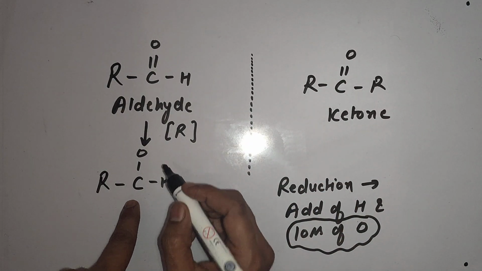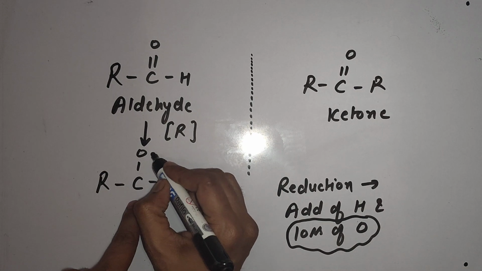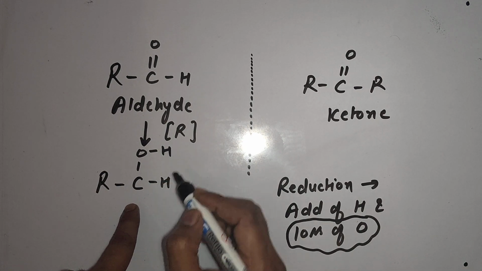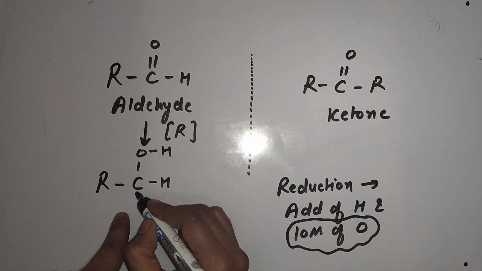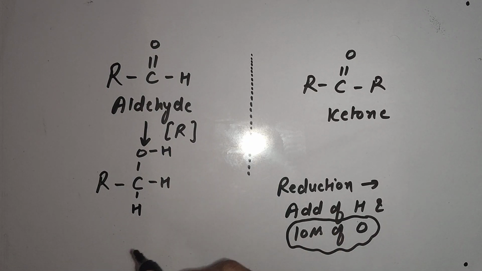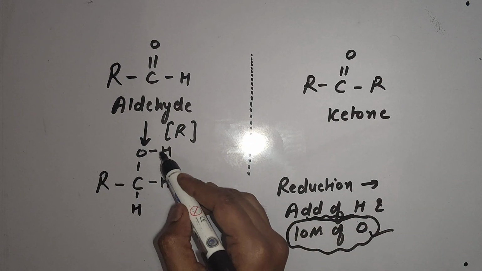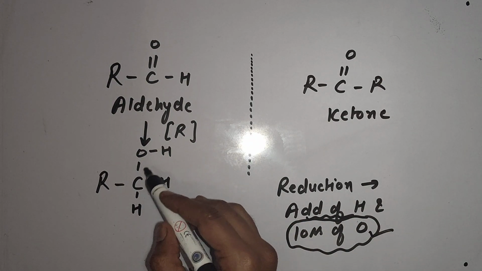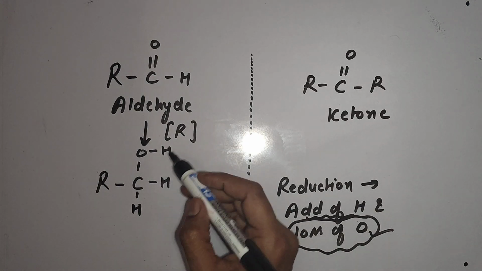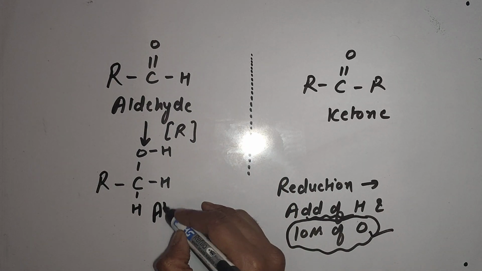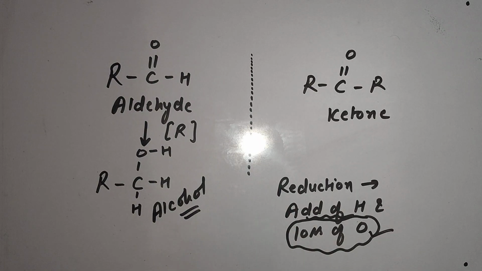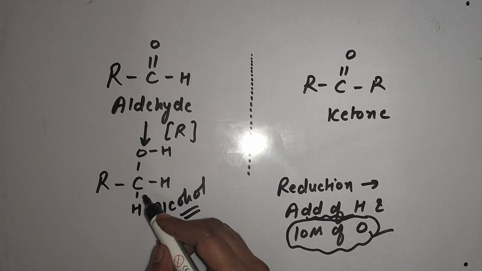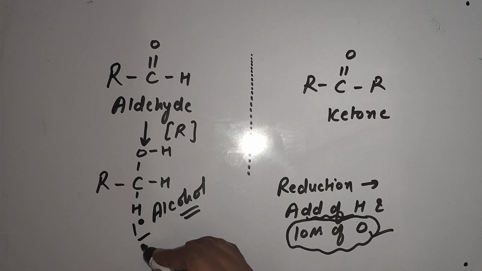We have to satisfy their valencies. Oxygen always makes two bonds, so the second bond will be with hydrogen. Carbon always makes four bonds, so the fourth bond will be with hydrogen. Now check. Loss of oxygen I have written there and add of hydrogen. Hydrogen is added with this carbon and here with oxygen. This is the product which I got, that is alcohol. So after reduction of aldehyde, I am getting this alcohol. What is the degree? Always the degree will be 1 degree. After reduction of aldehyde, always you will get 1 degree alcohol.